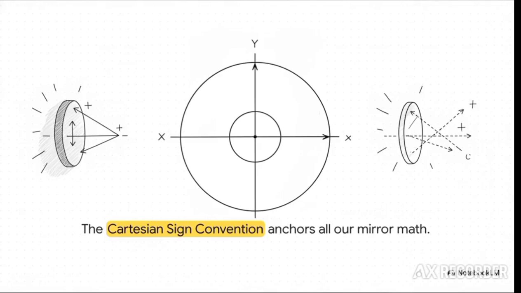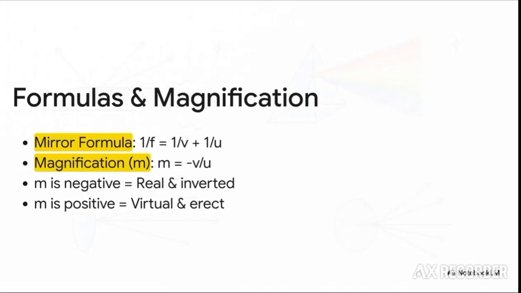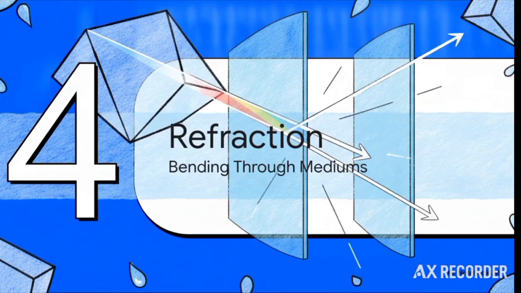Pretty simple, right? So the really crucial point here is how this grid powers our formulas. The mirror formula is 1/f = 1/v + 1/u. Here, f is focal length, v is image distance, and u is object distance. And then we have magnification. m = -v/u. Because of that sign convention we just talked about, this magnification number literally tells us the nature of the image. If m is negative, your image is real and upside down. If m is positive, your image is virtual and standing upright. The math just does the talking for us. Let's pivot to Section 4, refraction and bending light.